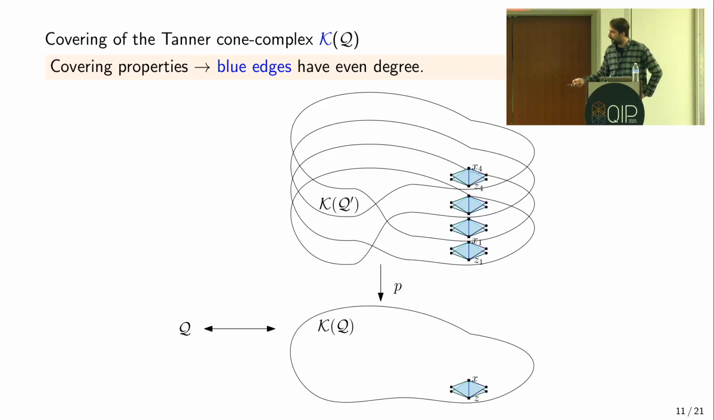So here, this blue edge, its inverse image by this covering map is a disjoint union of 4 blue edges, each of which is connected to the same number of blue faces. And that's how we know that this complex is the Tanner-Cohn complex of some quantum code. And we can easily recover this quantum code Q prime, which is what we call our lifted quantum code. And again, we have some chain map that relates Q prime and Q.